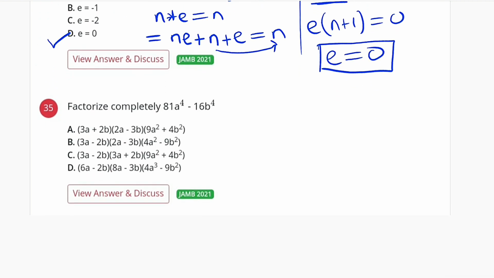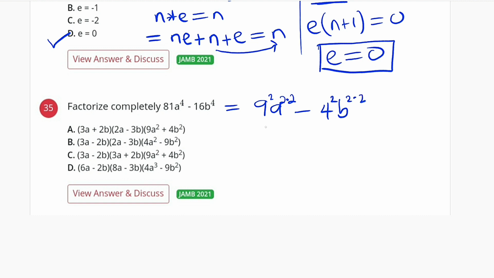Question number 35, we are asked to factorize completely 81a to the power of 4 minus 16b to the power of 4. I know that 81 can be written as 9 squared and 16 can be written as 4 squared. So let me write it. This is the same thing as 9 squared times a to the power of 4, which can be written as 2 multiplied by 2, because 2 multiplied by 2 is the same thing as 4, minus 4 squared, then b to the power of 2 times 2.